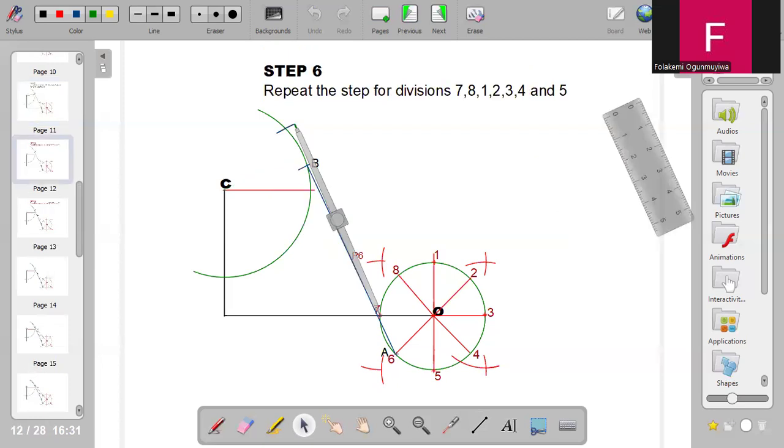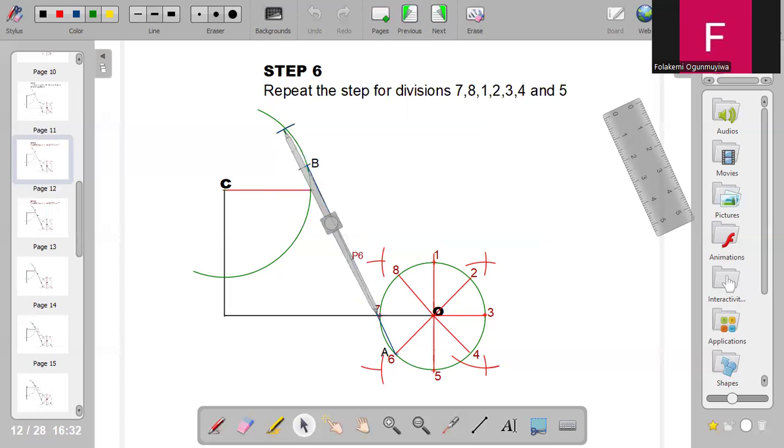From there, we'll move on to the next one. I'm moving anti-clockwise. I can move clockwise, I can move anti-clockwise. So I've left point 6, and now I'm going to division 7. At division 7, bring out your compass again or your ruler. Taking a length of 9 centimeter, a radius of 9 centimeter, center at 7, you strike an arc this way.